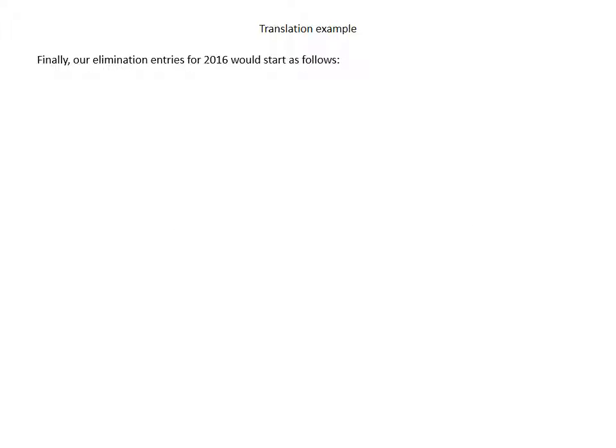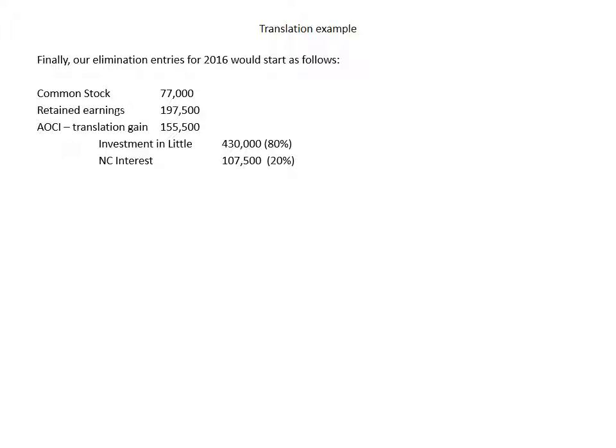Finally, our elimination entries for 2016 would start as follows. Again, we're going to eliminate the subsidiary's equity accounts. So we just pull these straight off the subsidiary's trial balance, the dollar value of common stock, the dollar value of retained earnings, and the dollar value of that accumulated other comprehensive income translation gain. All of these subsidiary's equity accounts need to be eliminated, and that total, we're going to split that 80-20 between the investment in Little and the non-controlling interest.